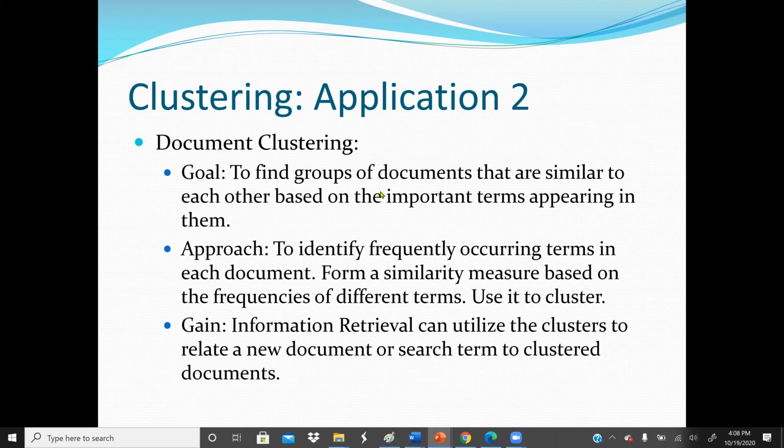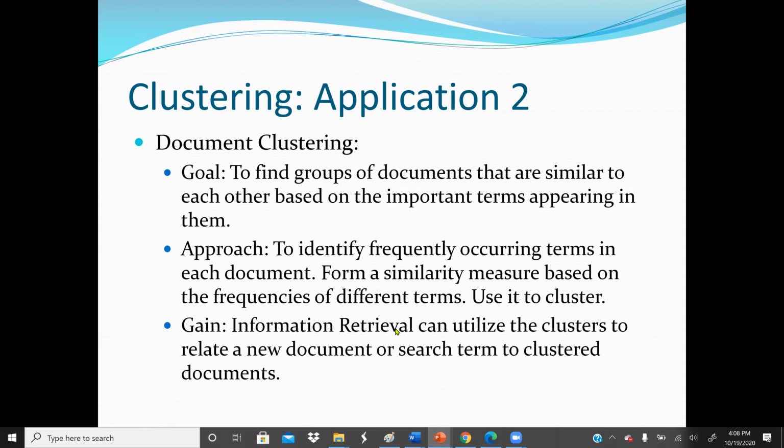So here, the aim is to find groups of documents that are similar to each other based on the important terms appearing in them. The approach is to identify frequently occurring terms in each document. Then we form a similarity measure based on the frequencies of different terms. And we can use it, again, to cluster.